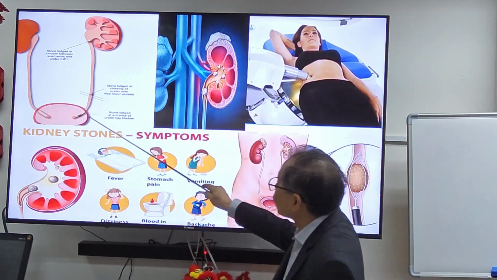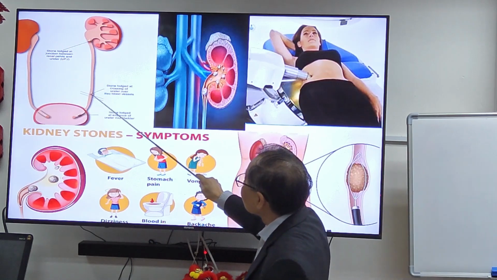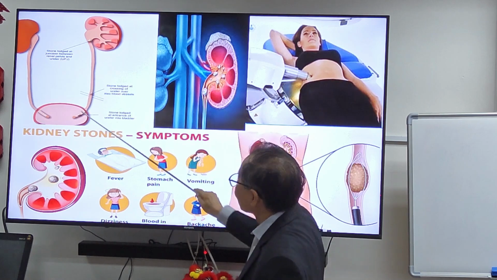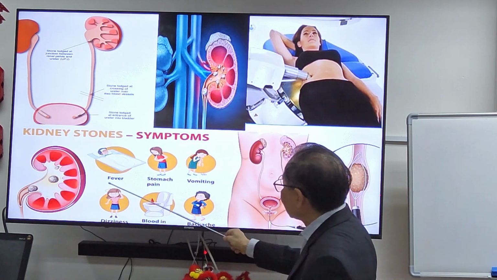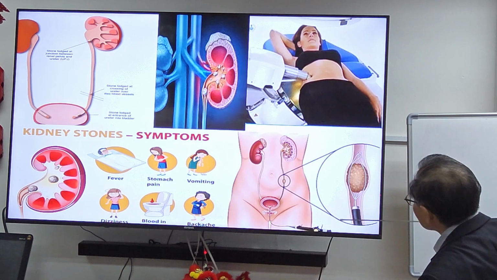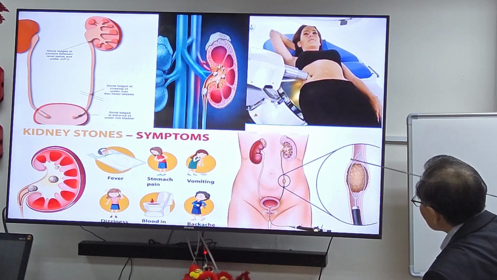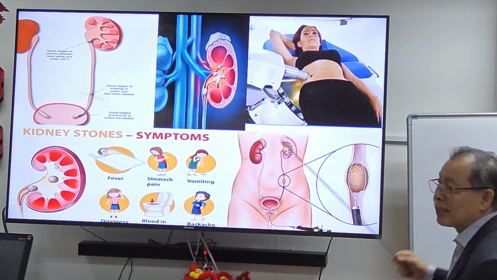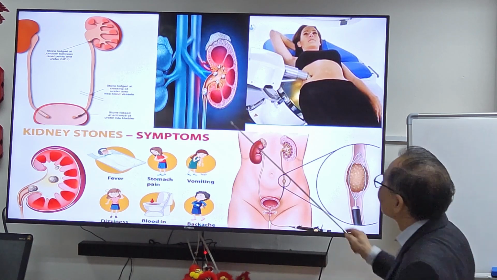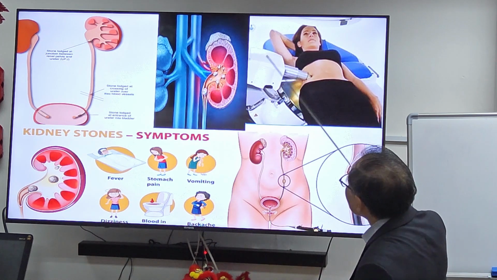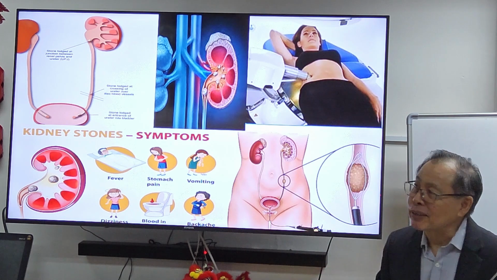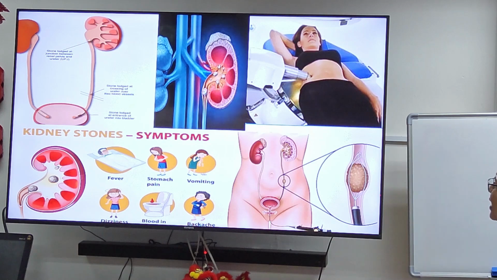So these three points are the three narrowings when they cross the pelvic rim. When stones occur, fever, stomach pain, vomiting, and all these sort of things. This is how a stent is done. You put it in, you go around the stone, and then pull it out. So this is a lithotripsy machine. It produces shock wave, sound wave that ruptures the stones.